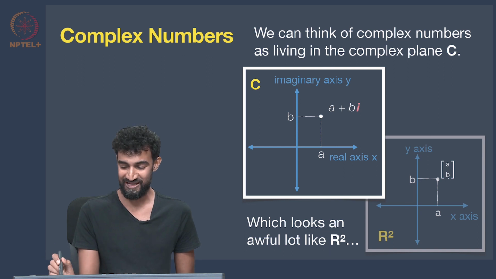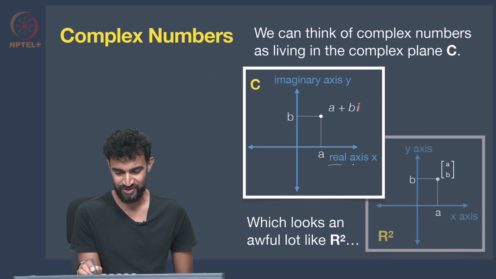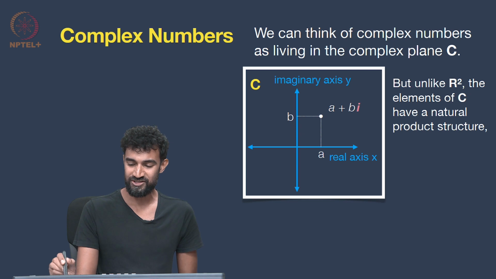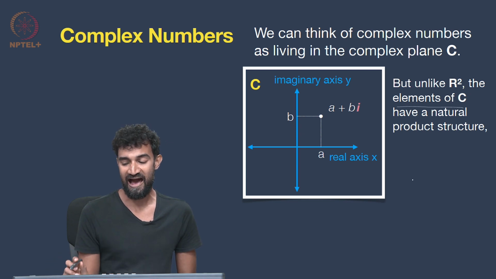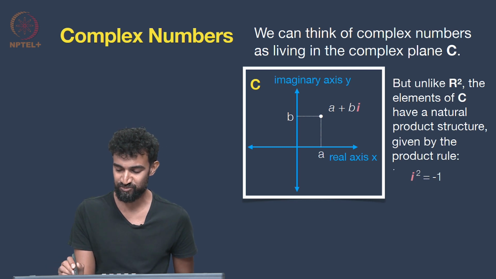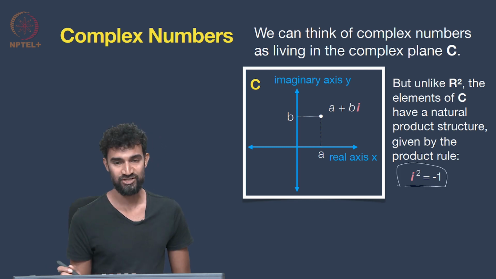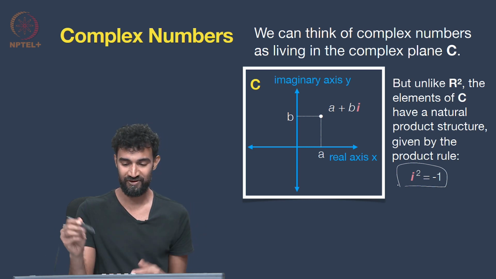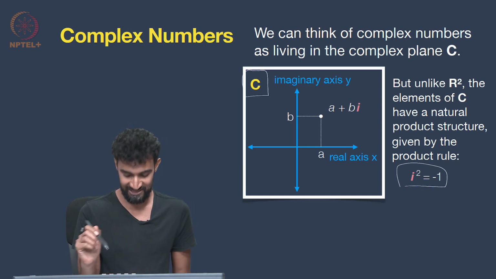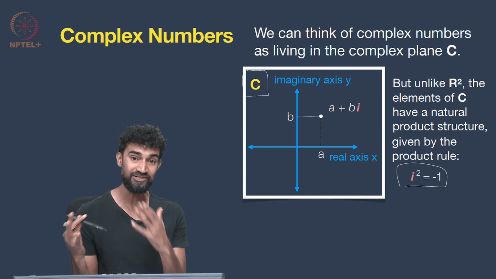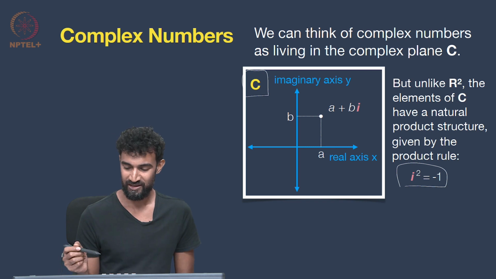If we had a vector (a, b), it'd be sitting in the same place in R2. So why do we even bother with this real axis, imaginary axis business? Well, unlike R2, the elements of C have a natural product structure. It's given by this product rule, i squared equals minus 1. So we can naturally multiply elements of this complex plane C. And we didn't have a natural way of multiplying point vectors in R2 in the same way.